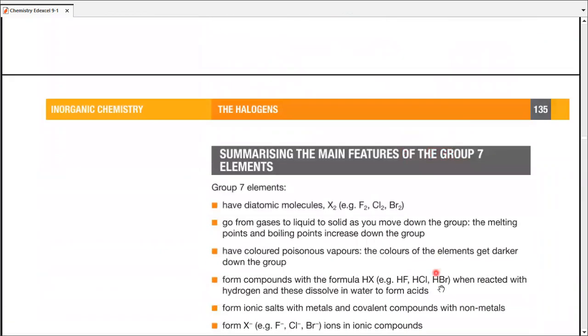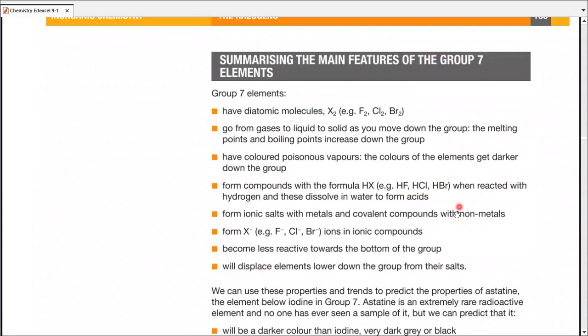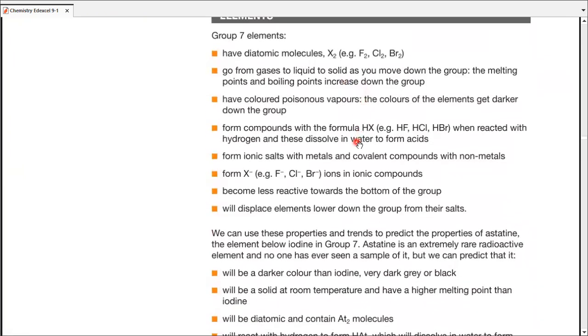So if I summarize the whole set of features, group 7 elements exist as diatomic molecules. We usually denote them with X2. X refers to fluorine, chlorine, bromine, and iodine. As you move down the group from liquid to solid, melting and boiling points are increasing. The colored poisonous vapors are there. Remember, the color gets darker down the group. You start off with pale yellow, then pale green, then red brown, then gray black.